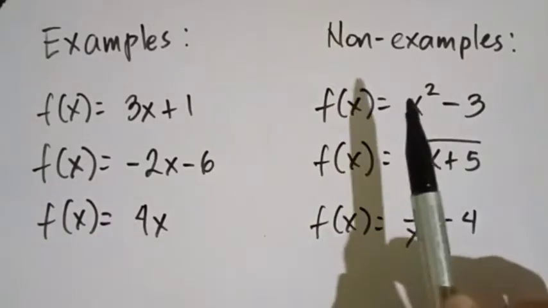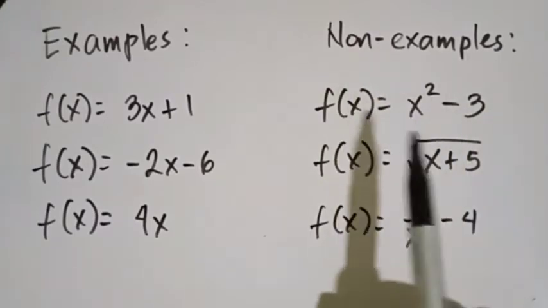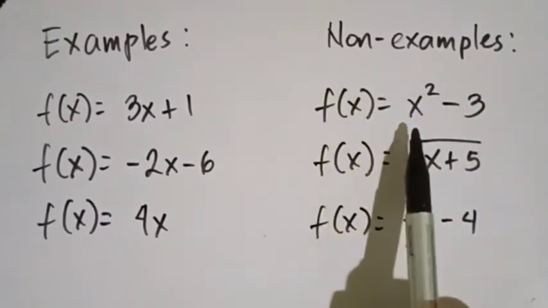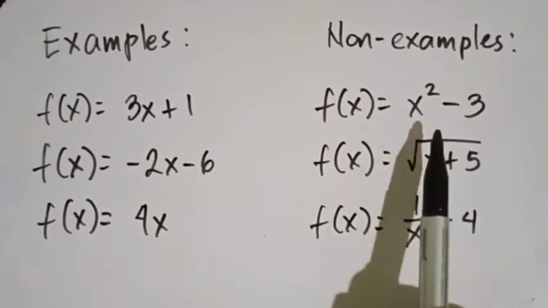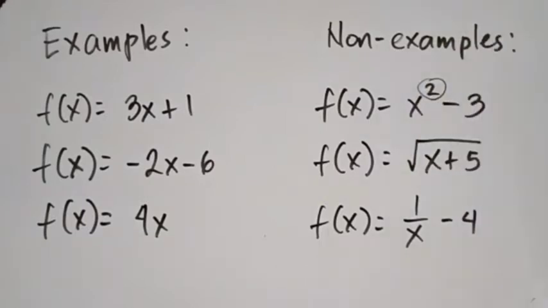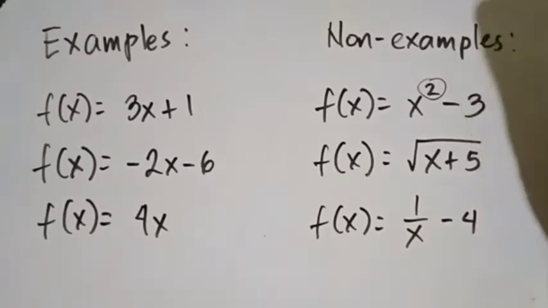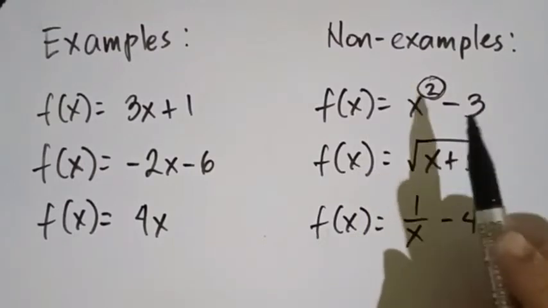Okay, ito yung mga hindi examples or non-examples of a linear function. We have f of x equals x squared minus 3. Bakit hindi ito linear function? Kasi yung exponent nito ay 2. And dapat sa linear function, ang pinakamataas na exponent ay 1. So, hindi ito linear function kasi ang degree nito ay 2. Okay?